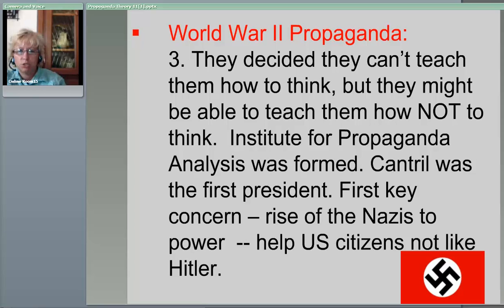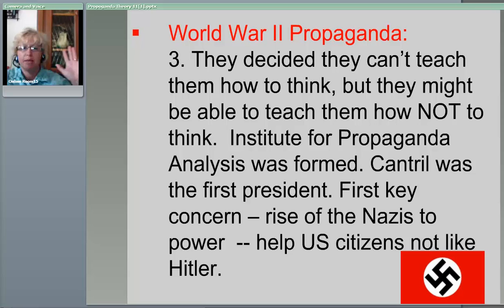So what did these men determine? Cantrell really funded this. Filene funded this, and they decided that they couldn't teach people how to think per se, but they might be able to teach them how not to think. So the Institute for Propaganda Analysis was formed. Cantrell was the first president, and the first key concern at the time was the rise of Nazis to power. So again, they're going to help them what not to think. And these people said, we are going to help them learn to not like Hitler. That was their goal. We don't want the Americans to like Hitler.